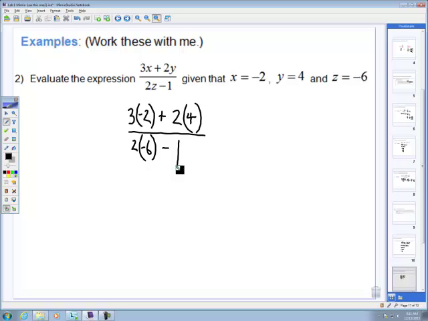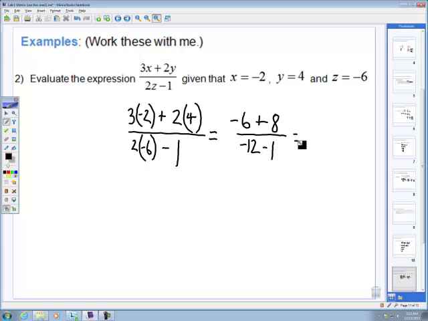All right, so now what we're left with is an order of operations problem. So let's clean up the numerator and denominator separately and then simplify. In the numerator, we have -3 times 2 plus 2 times 4. So let's take care of the multiplication first. 3 times -2 is -6, plus 2 times 4, which is 8, all divided by 2 times -6, which would give us -12, minus 1.